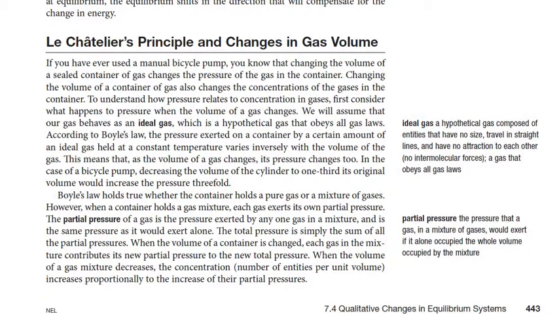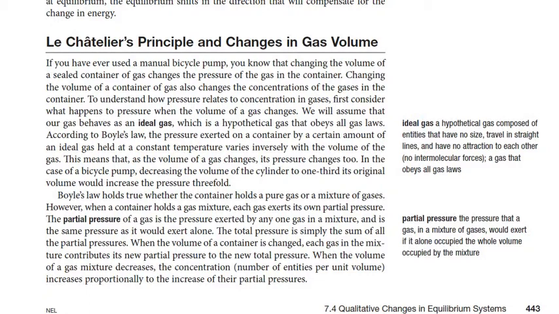This means that as the volume of the gas changes, its pressure changes too. When the volume goes up, pressure goes down. When the volume goes down, pressure goes up. In the case of a bicycle pump, decreasing the volume of the cylinder to 1/3 its original volume would increase the pressure threefold. Boyle's law holds true whether the container holds a pure gas or a mixture of gases.